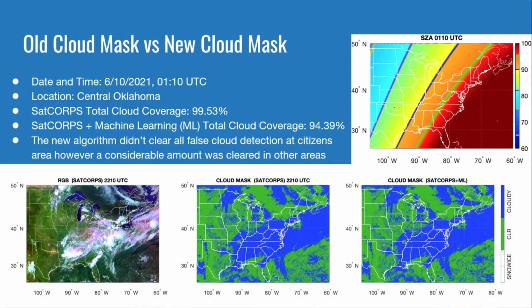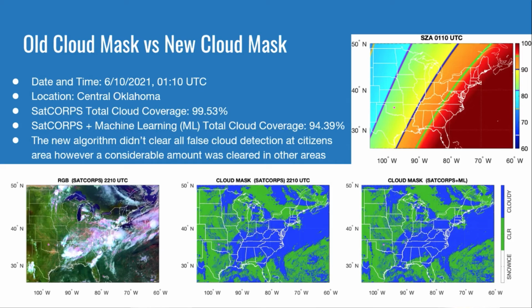So now I'm going to get into what the new cloud mask looks like with our machine learning algorithm. Initially, where our citizen is located in the middle of Oklahoma, there's a 99.53% cloud cover where they're at. And with the new algorithm, it didn't clear it up massively. It's still 94.39%. But that could be because of a lot of factors. The algorithm might not be perfect as of now, but also there could be clouds that we're just not seeing in the citizen's photo, and it's hard to tell sometimes.